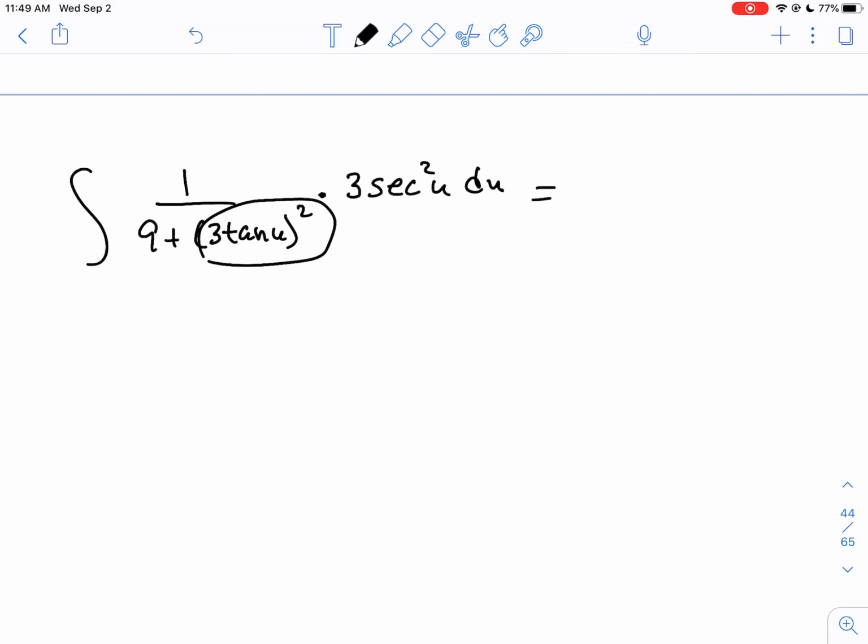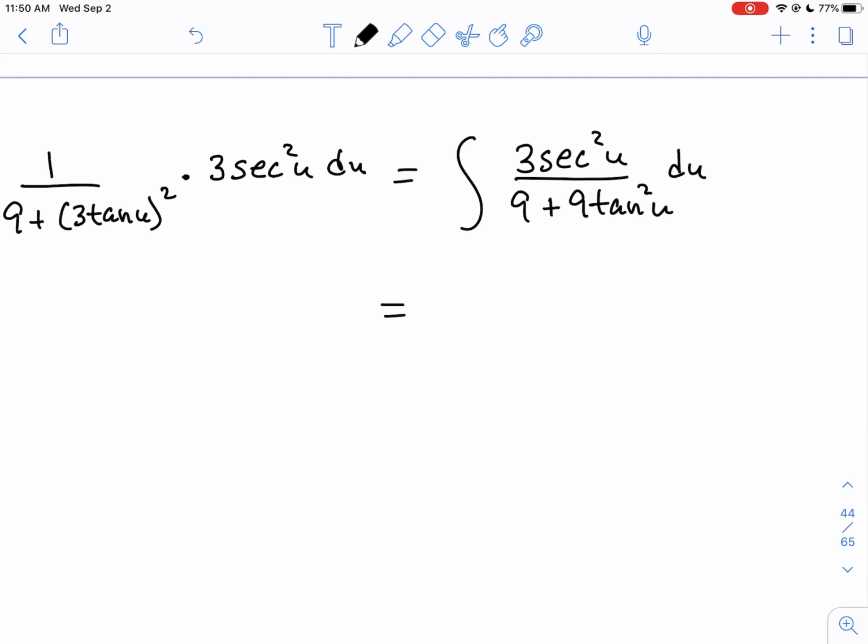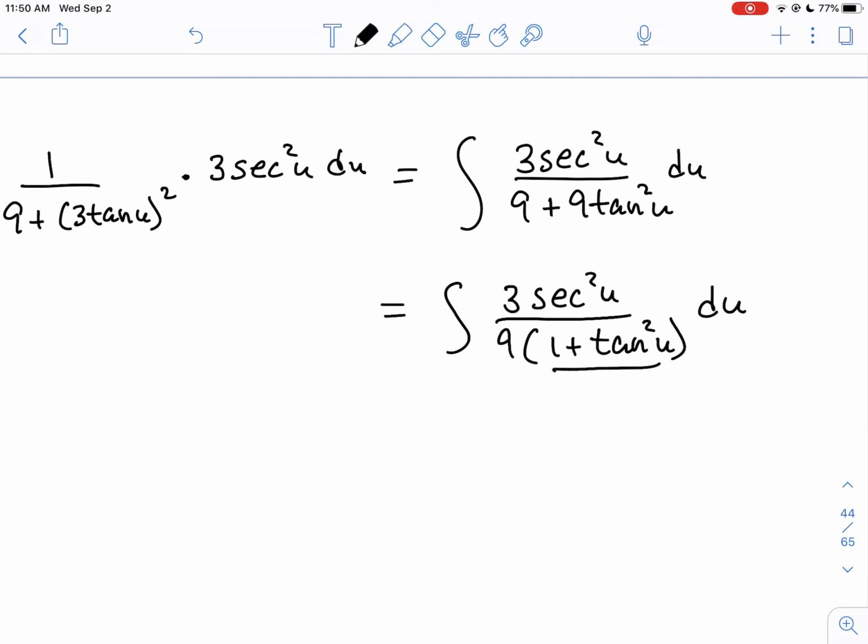That's the same thing as 9 tangent squared. So we get an integral of 3 secant squared of u over 9 plus 9 tangent squared of u, and then du. Okay, from here, we can factor out the 9. That leaves 1 plus tangent squared. And then I'm going to use the Pythagorean identity on 1 plus tangent squared. That's the same thing as secant squared. And 3 over 9 is the same thing as a third. So this is actually going to simplify very nicely for us.